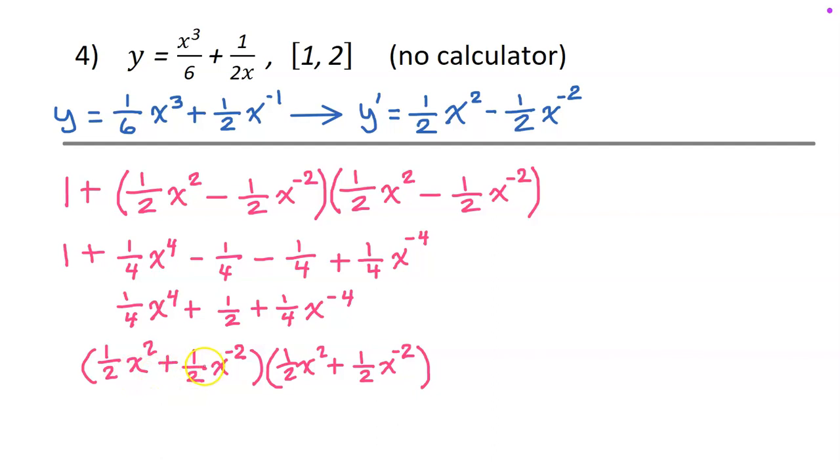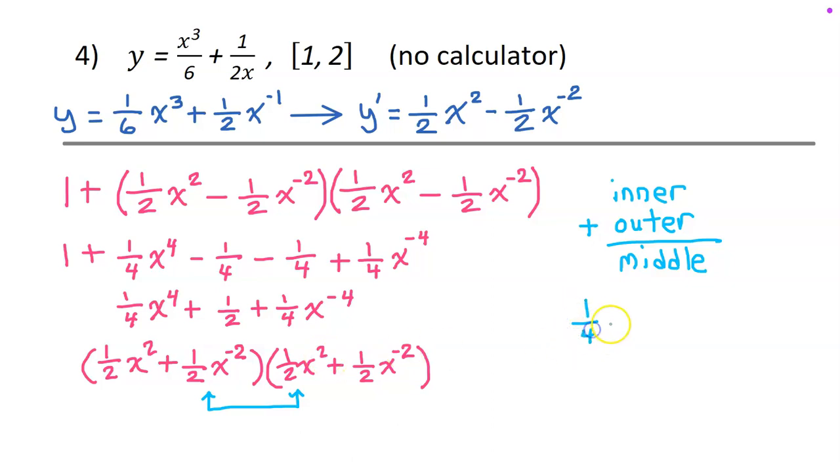But will this binomial times itself give us the original trinomial? To make sure this product will actually give us the trinomial, we need to make sure that the inner plus the outer equals the middle. When I talk about the inner, I mean the product of these two terms. And 1/2 x to the negative 2 power times 1/2 x to the 2nd power is 1/4 x to the 0 power. In other words, 1/4.